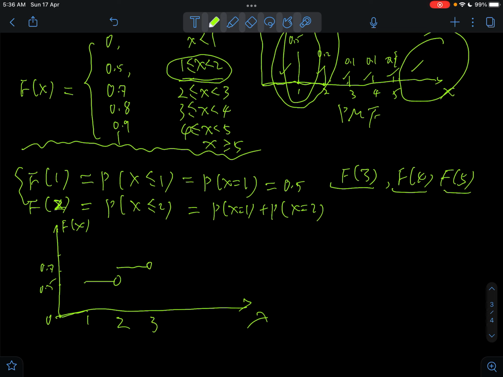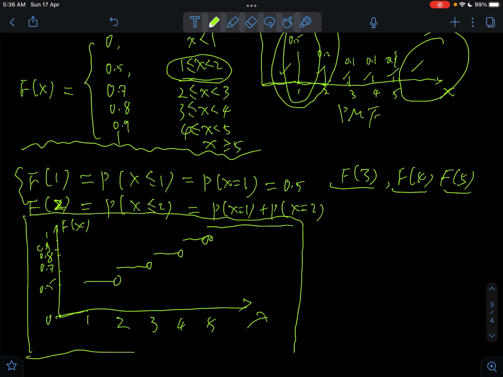And then the next 0.8, 0.9, and 1. Similarly, we get here, exclude 4, and here 0.9, exclude 5. And then from 5 to infinity, it equals 1. So basically, this is the graph representation of the CDF of X. So this is the CDF F_X.